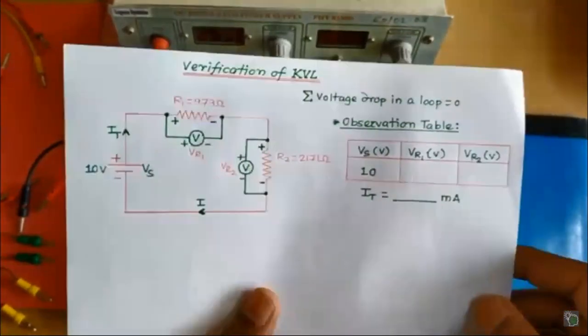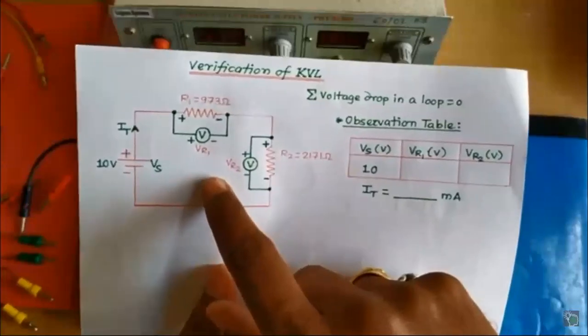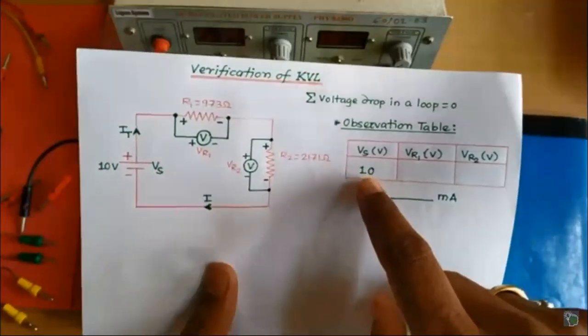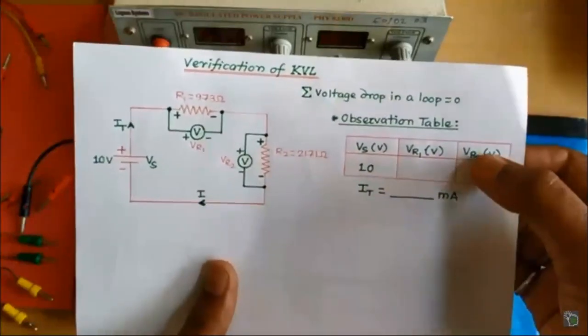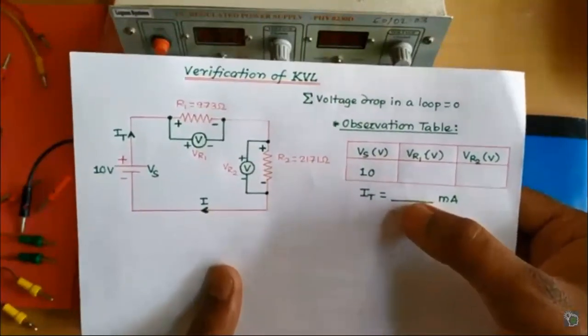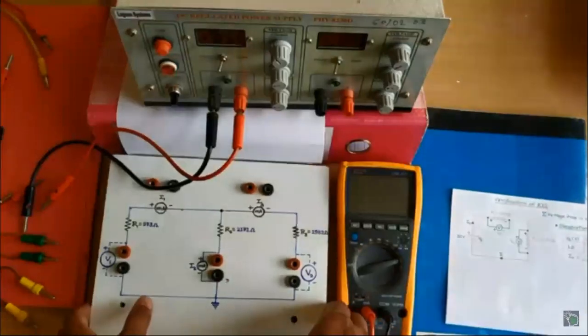First of all, we will connect the circuit as per this circuit diagram. The voltage we are applying is 10 volts, which is already known to us. So we only have to measure the voltage across R1, the voltage across R2, and the total current flowing through the circuit. For this experiment, I am using this experimental setup.